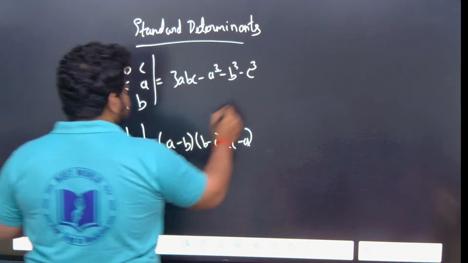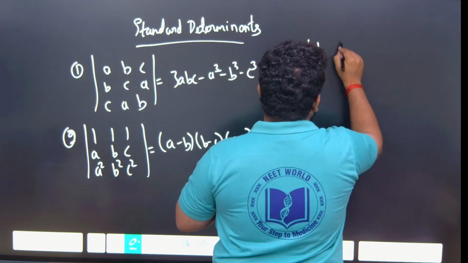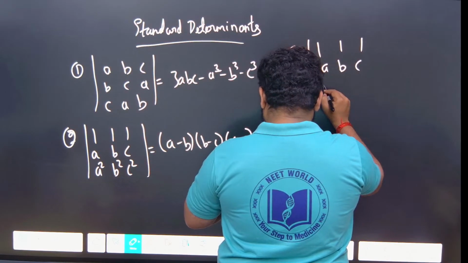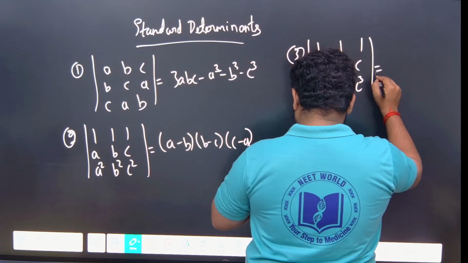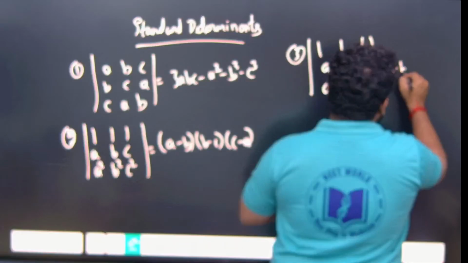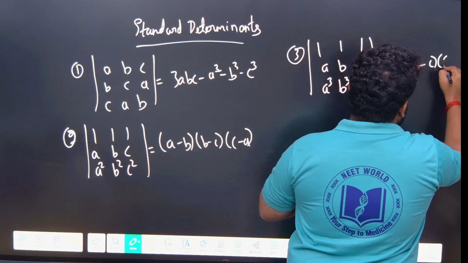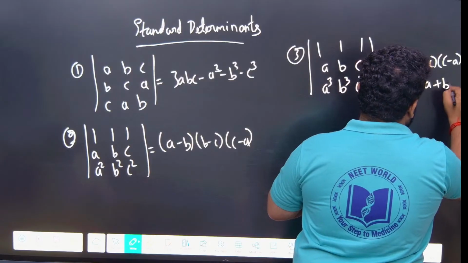Third one: 1 1 1, A B C, A cube B cube C cube. That is equal to (A minus B)(B minus C)(C minus A) into (A plus B plus C).